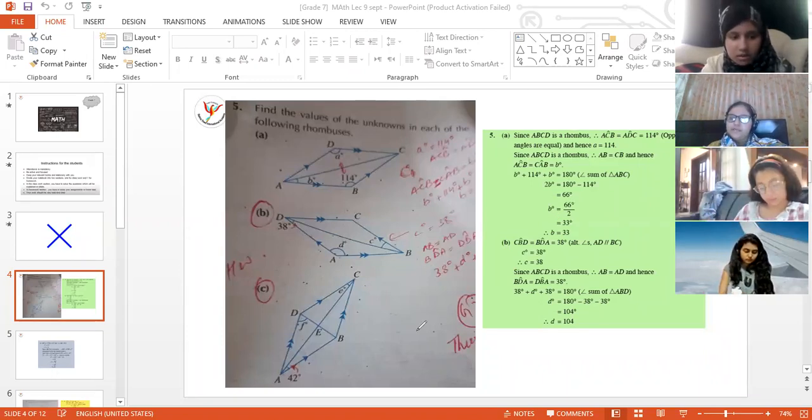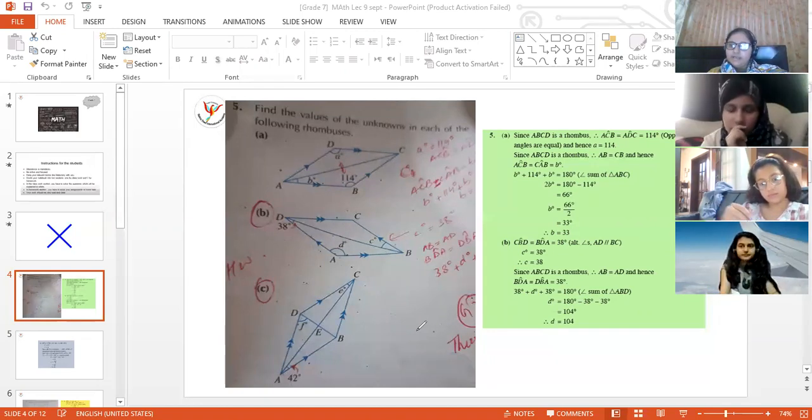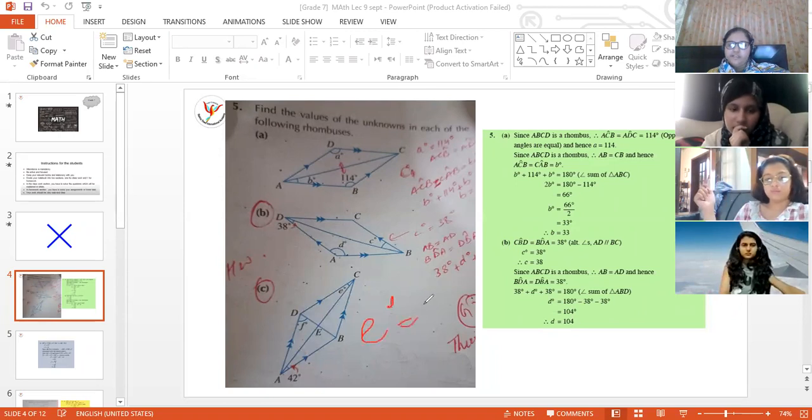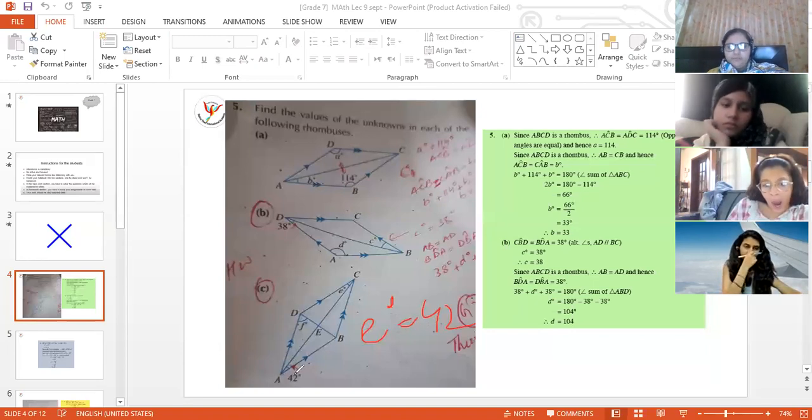But in a rhombus, all the four sides are equal. So the angles related to these sides will also be equal. Do remember this, right? Okay, so E degree will be 42 degree. This was so simple. We have already found the value of E degree, which is 42 degree.